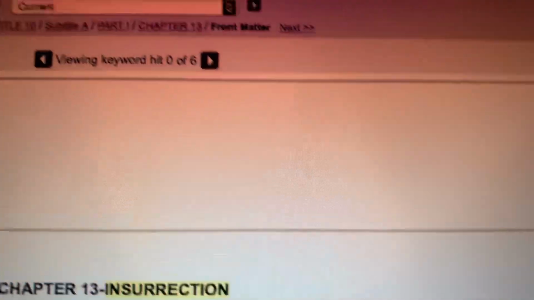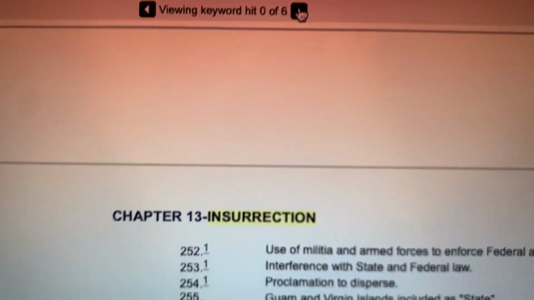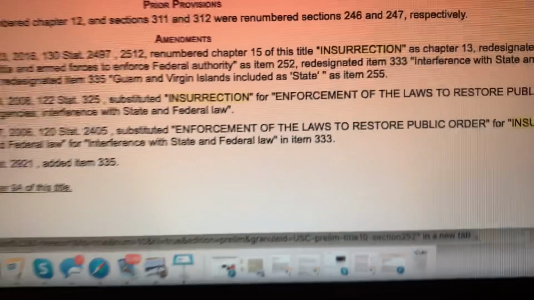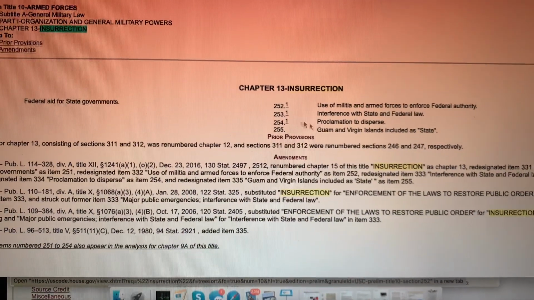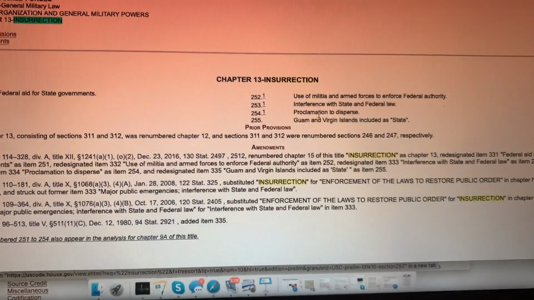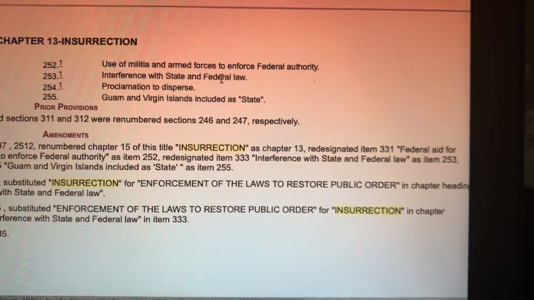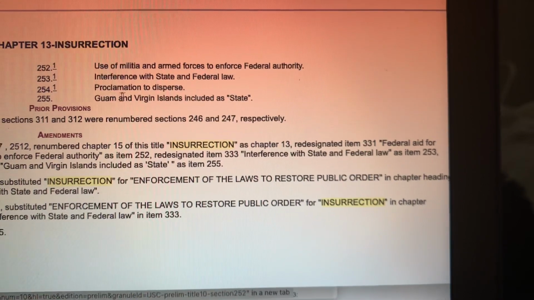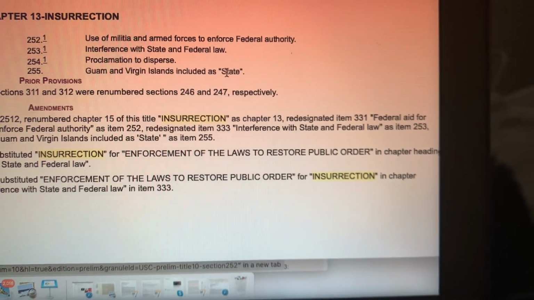If you go up here and you click the next button, it'll highlight the next word, insurrection. So this is the first word. The next word's here and there. And it'll tell you all about how insurrection is proclaimed, I guess, by the president. Federal aid for state governments. And it says use of militia or armed forces to enforce federal authority, interference with state and federal law, proclamation to disperse, Guam and Virgin Islands included as state.